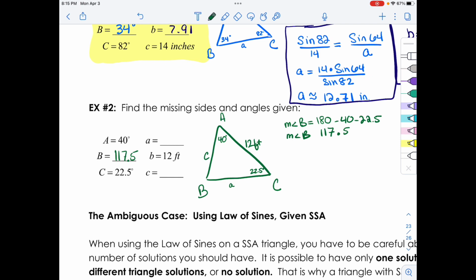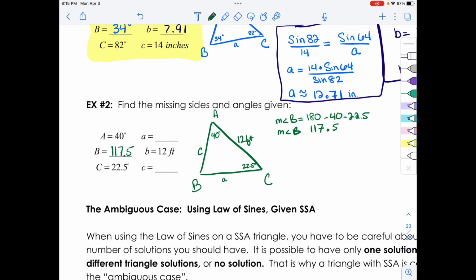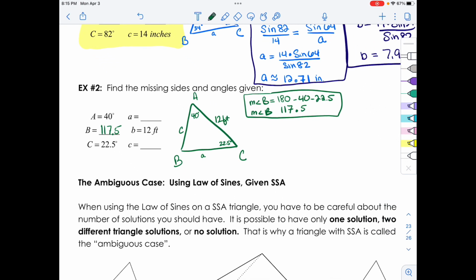And I meant to say this before I started, but take a minute, try this on your own. Feel free to pause the video and give yourself a chance to try this. See if you can set up the two ratios for finding side A and side C without my help. And then push play again and see if you've got the right answer.